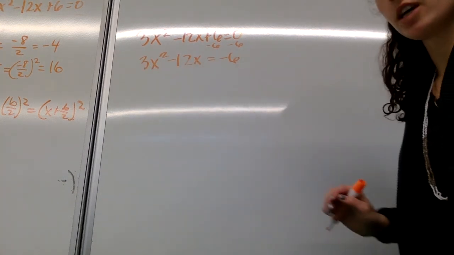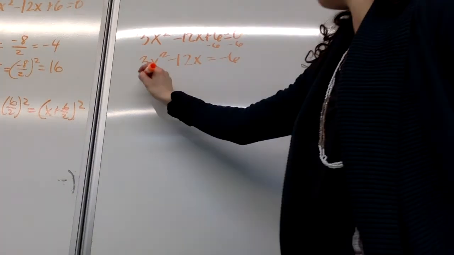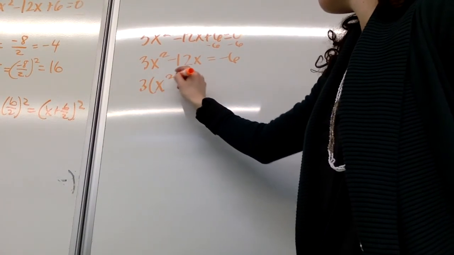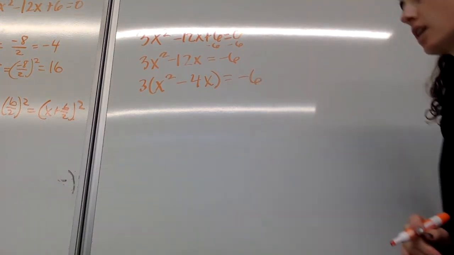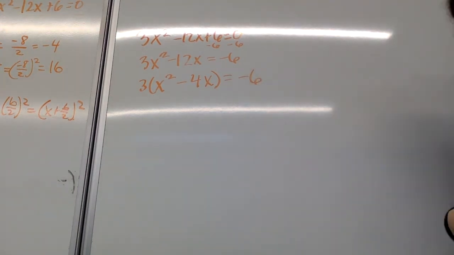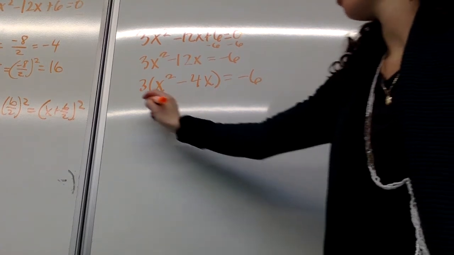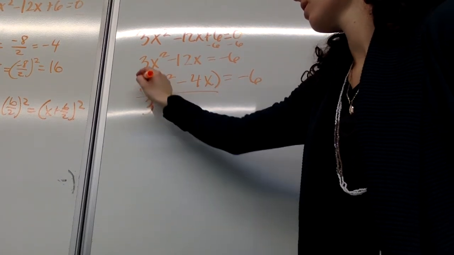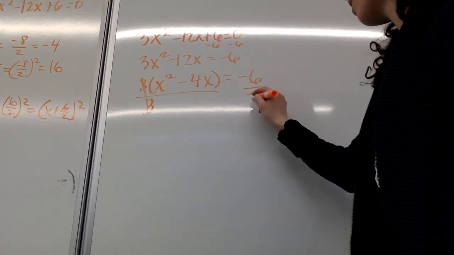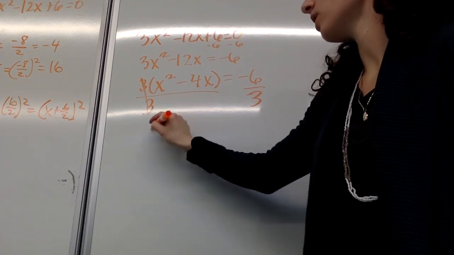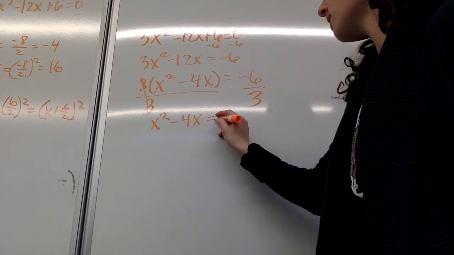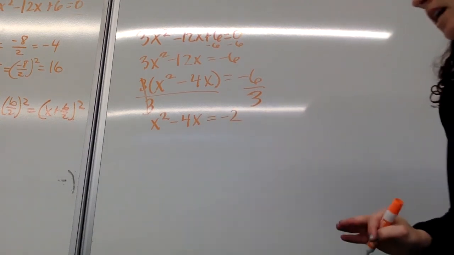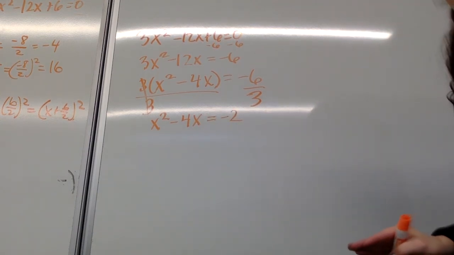Okay, and in order to do the completing the square, we actually need this x squared to have nothing in front of it. So we actually need to divide everything by 3. On this side, or we need to pull the 3 out and then divide everything by 3 to get rid of it. Okay? Whatever you do to one side, you have to do to the other side. So now we're at x squared minus 4x equals negative 2. And now we're in a position to start working on completing the square.